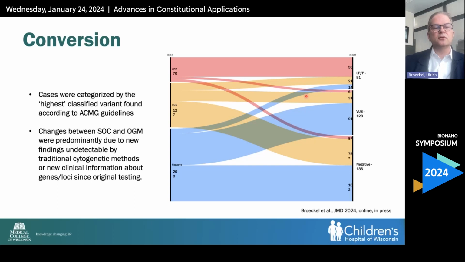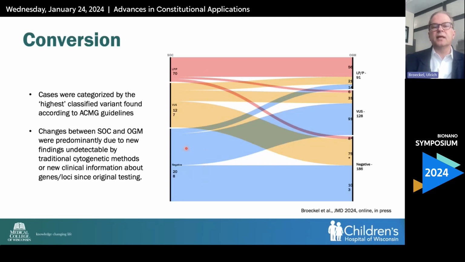We recategorized those based on the highest classified variant found according to ACMG guidelines. The changes between the standard of care and OGM were predominantly due to new findings, which were either undetectable by the traditional cytogenetic methodologies used for these particular samples, or new clinical information about genes and loci since the sample was originally analyzed.